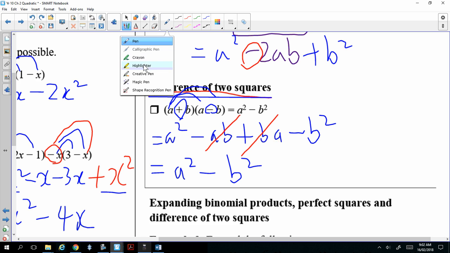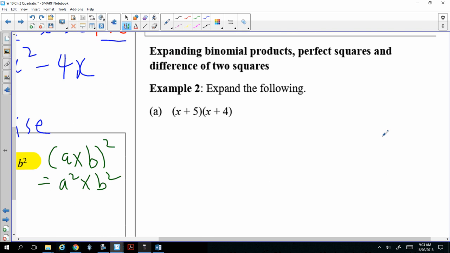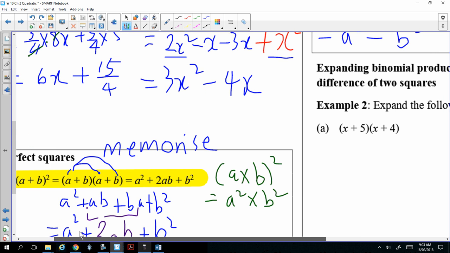And we're going to do some questions. Okay, so let's do this. Alright, so if you move down, there's some questions we'll have to do. Now this one is not a perfect square because they are different. So you can't use these formulas. So that means I have to just expand like this, right?